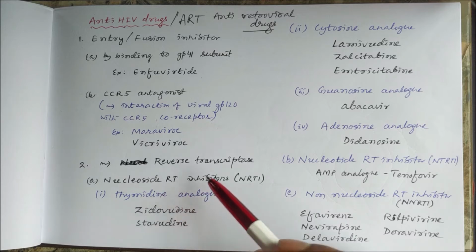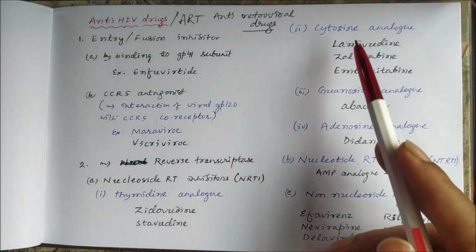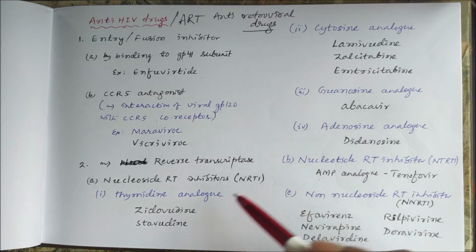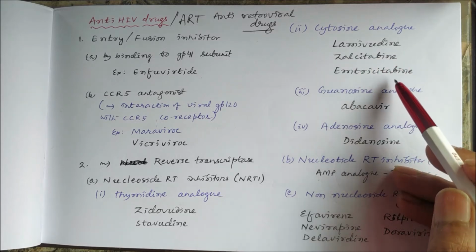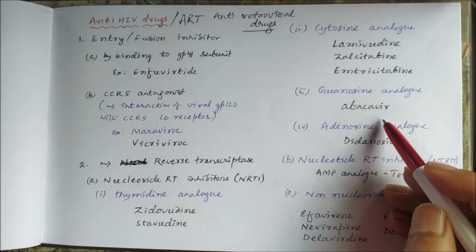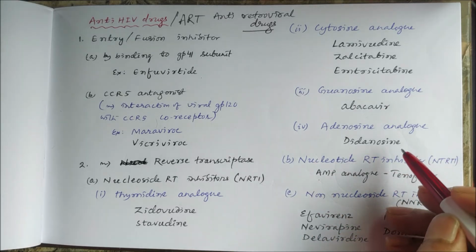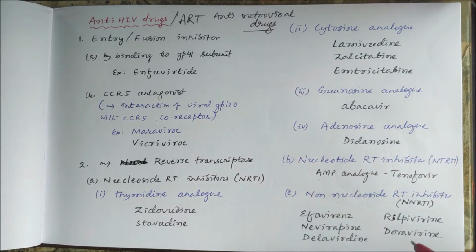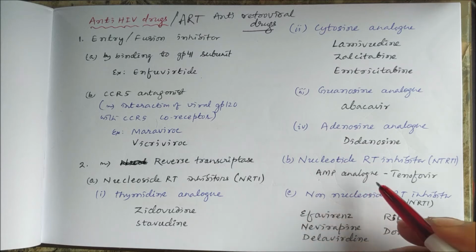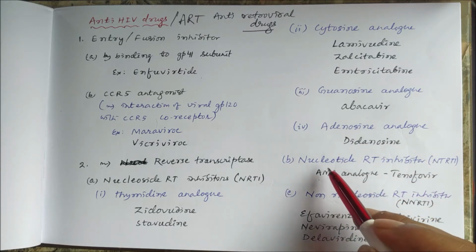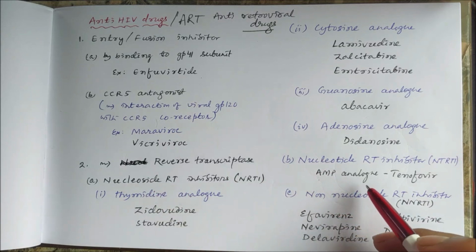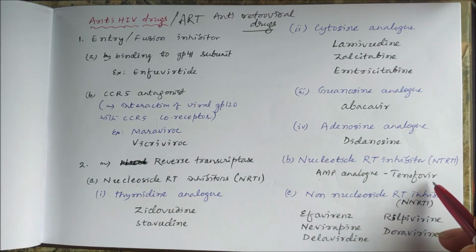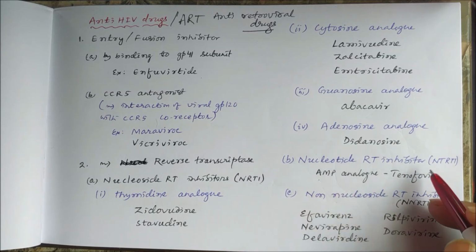Nucleoside reverse transcriptase inhibitors are analogs of either thymidine or cytosine or guanosine or adenosine. Thymidine analogs like zidovudine, stavudine. Cytosine analogs like lamivudine, zalcitabine, emtricitabine. Guanosine analogs like abacavir. Adenosine analogs like didanosine. Then nucleotide reverse transcriptase inhibitors. A nucleotide is the nucleoside plus phosphate. So adenosine monophosphate analogs like tenofovir are the examples of nucleotide reverse transcriptase inhibitors.